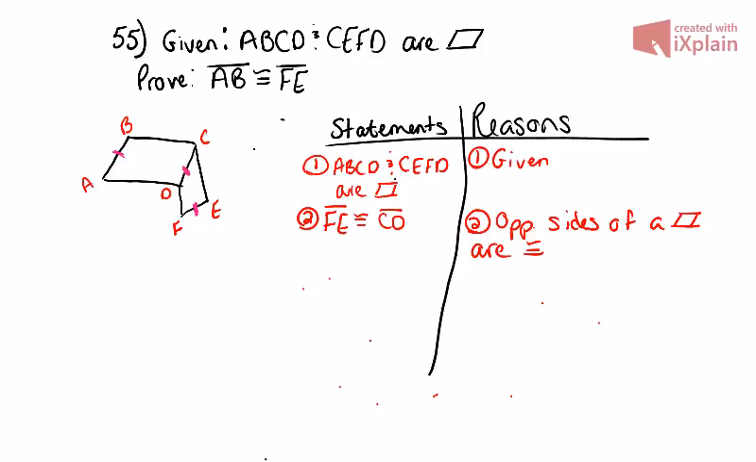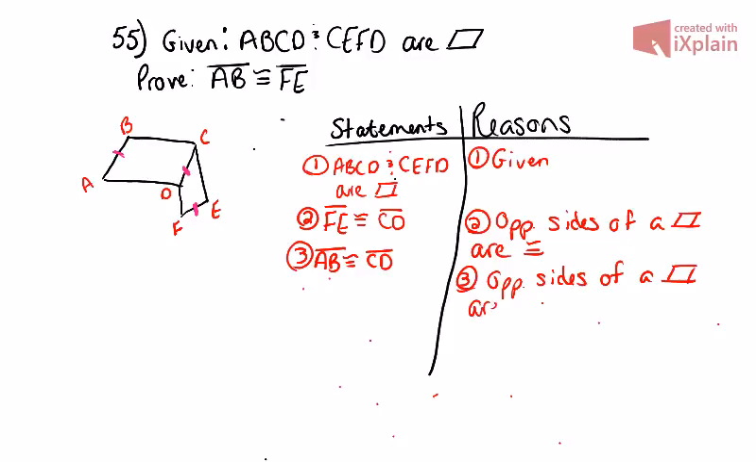Well, I have another parallelogram there with ABCD, so I could also say, well, AB and CD are congruent. And that's for the same reasoning. Opposite sides of a parallelogram are congruent. Now, the important thing that I need to notice here is that I have AB congruent to CD, and I have FE congruent to CD. So I have two things congruent to the same thing. Well, that means that they have to be congruent.